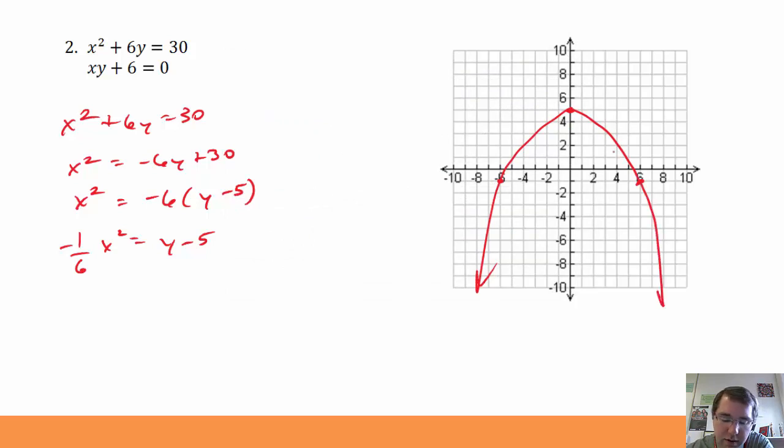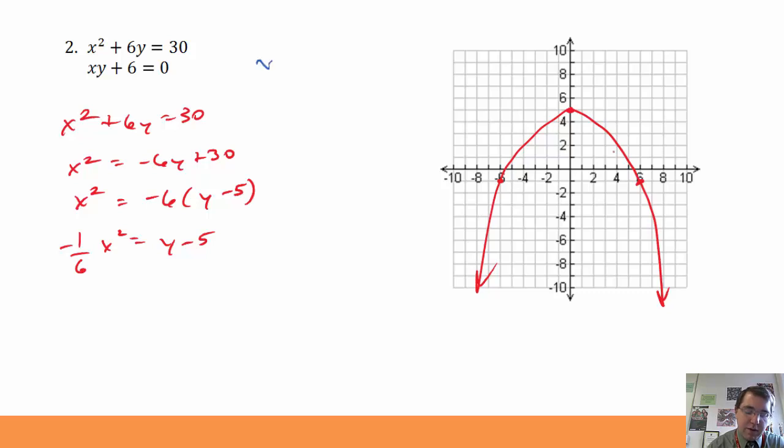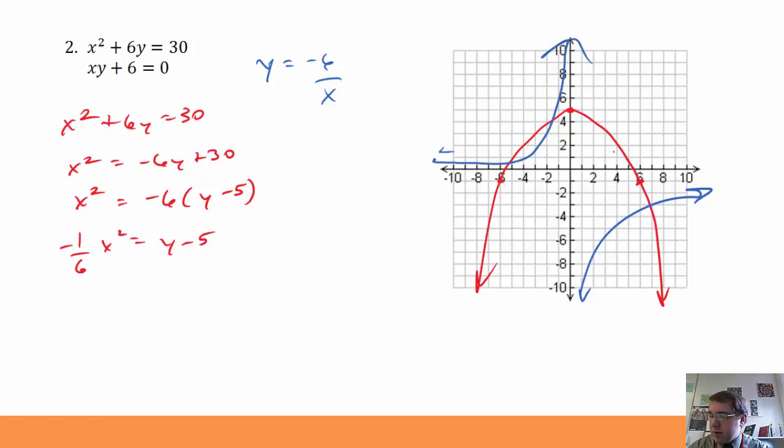Now the other graph, xy plus 6 equals 0, I haven't really graphed anything like that before, but we can notice this is equivalent to saying that y equals negative 6 over x. So I can just plot points. If I were to do that, and I'll save time by not doing that right now, it would look something like this. It would have two pieces. It would look like something like that. And it's going to have 3 points of intersection, 2 up on the top left there and 1 down on the bottom right. So that would have 3 real solutions.